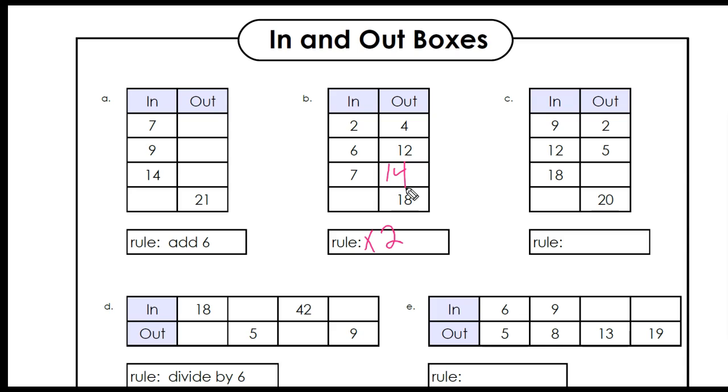No, 9 times 9 is 81. So I'm gonna go, if I went this direction, I'm multiplying. If I go backwards, what am I gonna do? The opposite of multiplication. Divide. So 18 divided by 2 would be what? 9. Because 9 times 2 is 18. Okay, so that's how you're finding what the rule is for those.